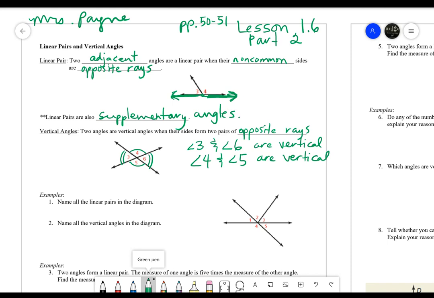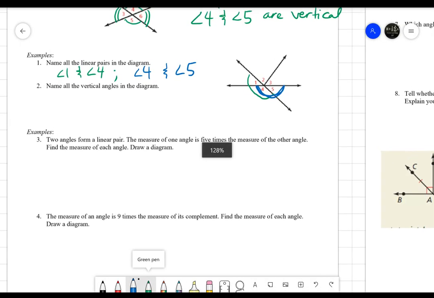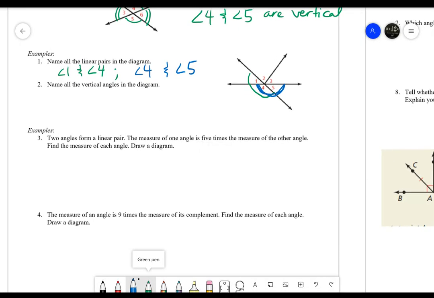If you're going to do, for instance, these examples of all the linear pairs in the diagram, well, there are two linear pairs. We have 1 and 4, because that goes all the way on this line. And then we also have 4 and 5, because they create this straight line. So whatever creates a straight line for you.